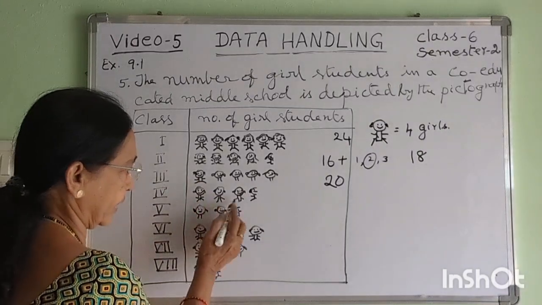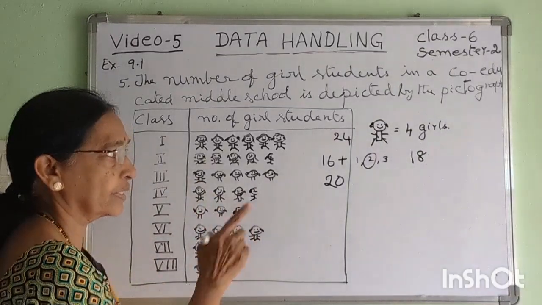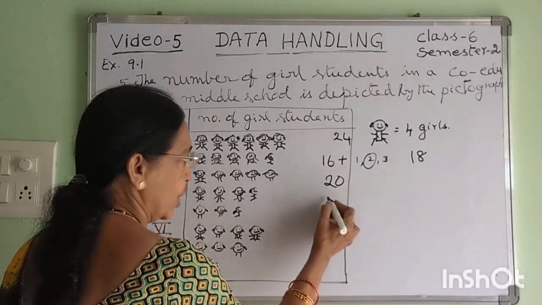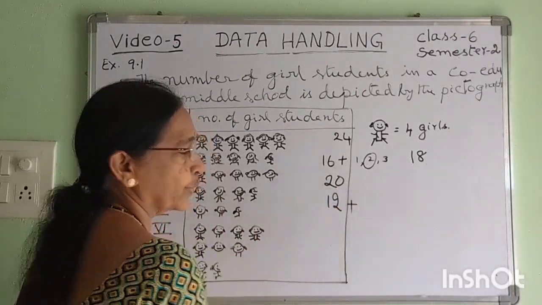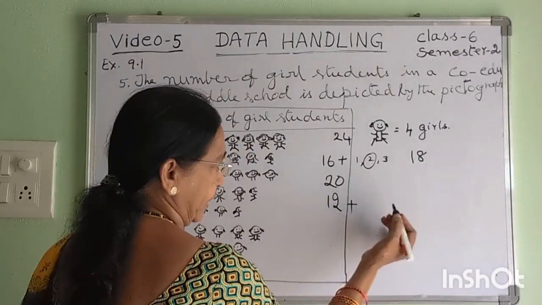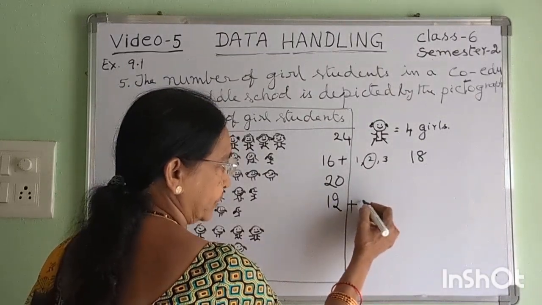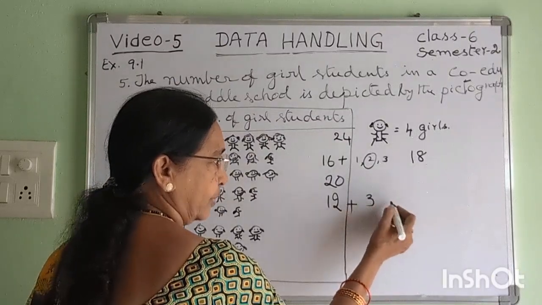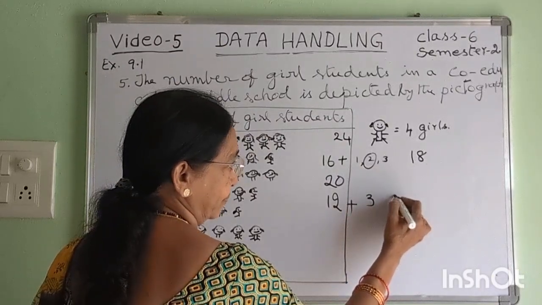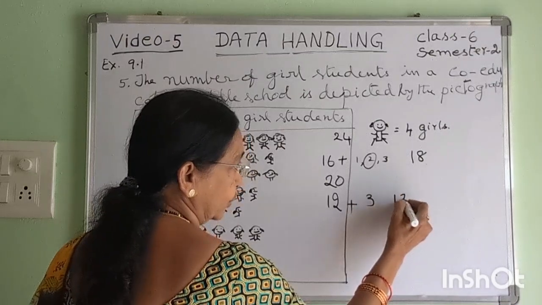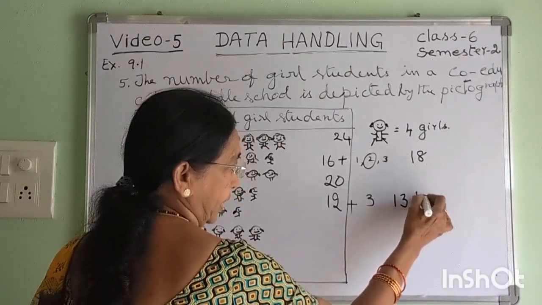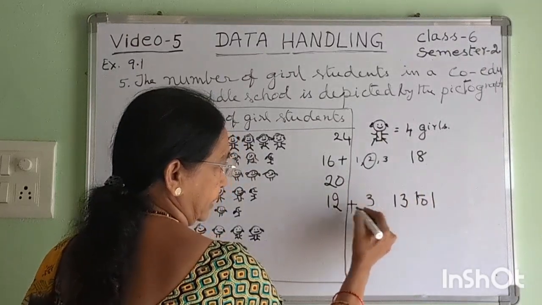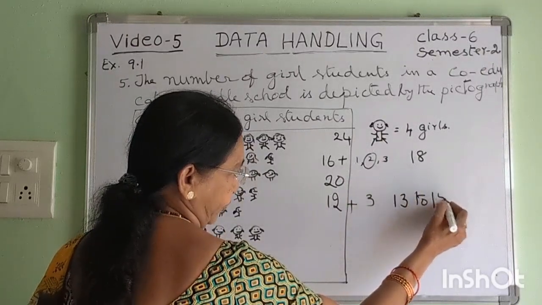In fourth class again 3.5 figures were there. Each figure represents 4 girls. Therefore 4 threes are 12. 12 plus 1, 2 or 3. So we will take 2 in the middle, approximately. It is correct even if we take 3. Therefore we can write it here as 13 to 15.